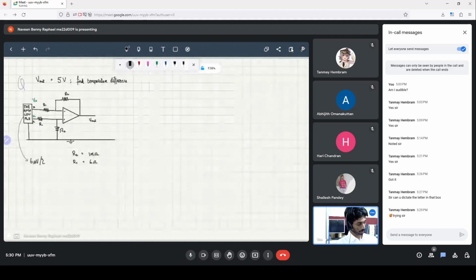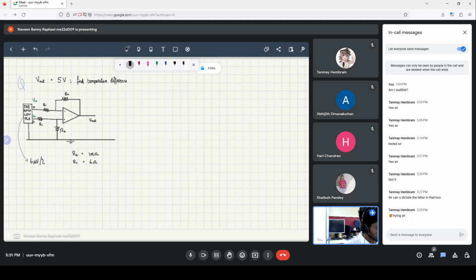Okay, so for solving the first part of this question, I will ignore the thermocouple part and we'll come to that later. I'll first include this as VH and VC. So if you remember a few classes ago, we talked about a potential divider, and if you look carefully, this segment is a potential divider.